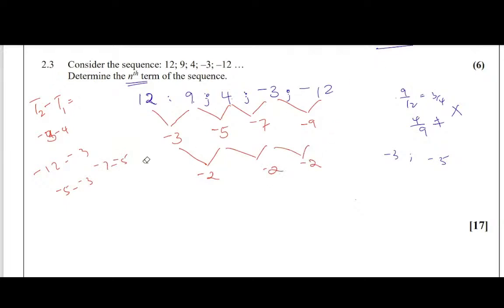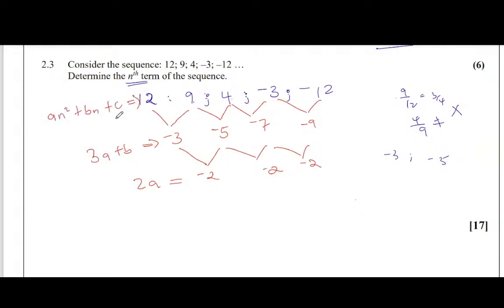So with a quadratic sequence, the second difference represents our 2a. The first term of the first difference represents 3a plus b, and then the first term of the quadratic represents a + b + c. Is that true, guys? No.